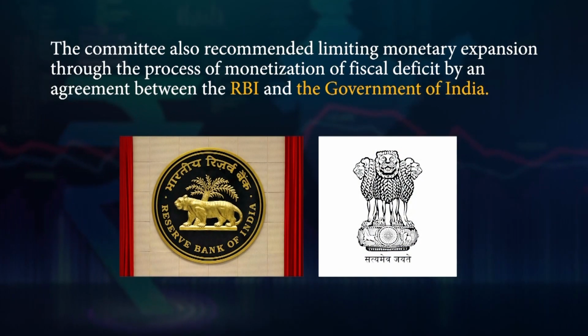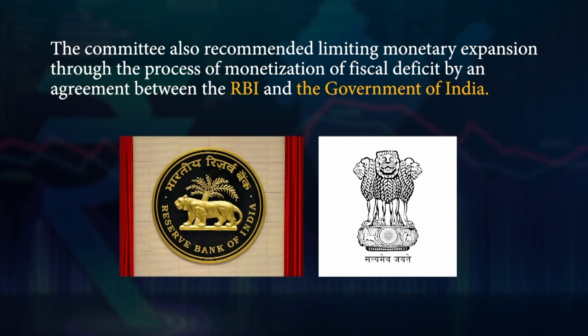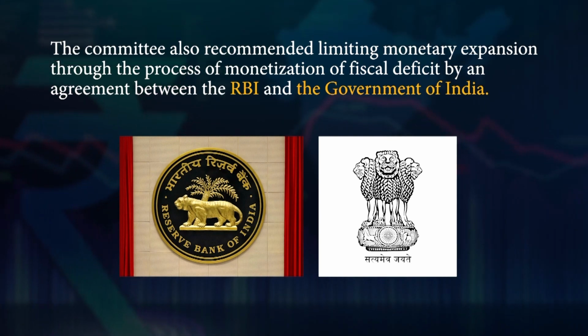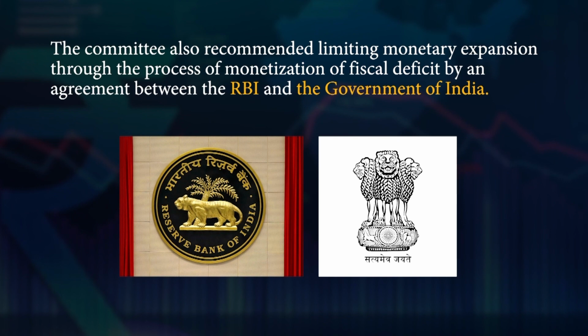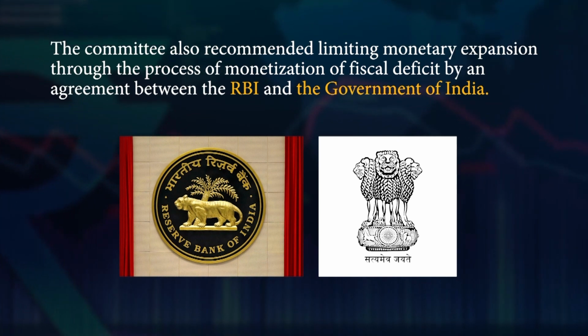Under this approach, a monetary projection was made consistent with the expected real GDP growth and a tolerable level of inflation. The committee also recommended limiting monetary expansion through the process of monetization of fiscal deficit by an agreement between the RBI and the Government of India. Thus, during this regime, the broad money, which is M3, was set as the intermediate target, while reserve money was one of the main operating instruments for achieving control on broad money growth.